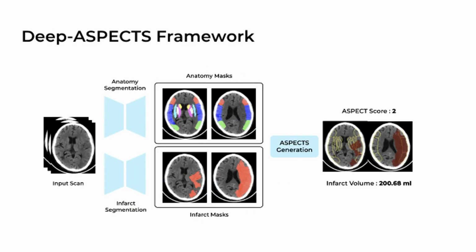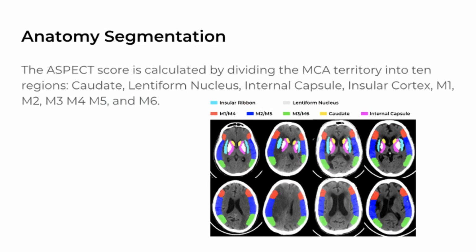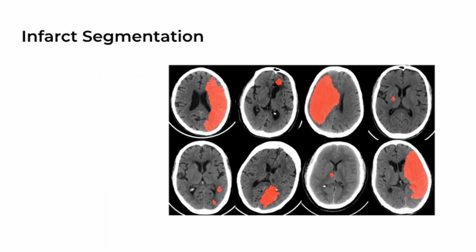Our DeepASPECTS framework has three main components. 1. Infarction segmentation network. 2. MCA anatomy segmentation network. 3. ASPECTS generation function. In the anatomy segmentation step, our model segments the MCA territory into 10 regions as shown in the slide. The infarction segmentation stage involves segmenting the infarct shaded region of the brain. The third step is nothing but overlapping the segmented infarcts with the MCA territory regions and then calculating the ASPECTS.